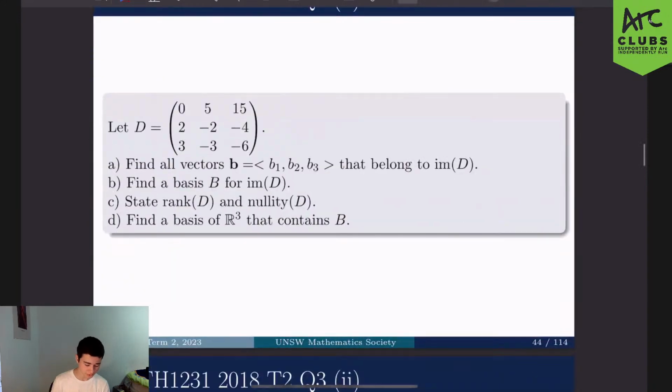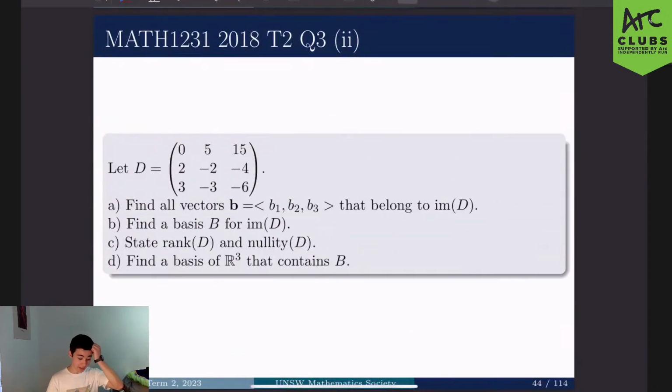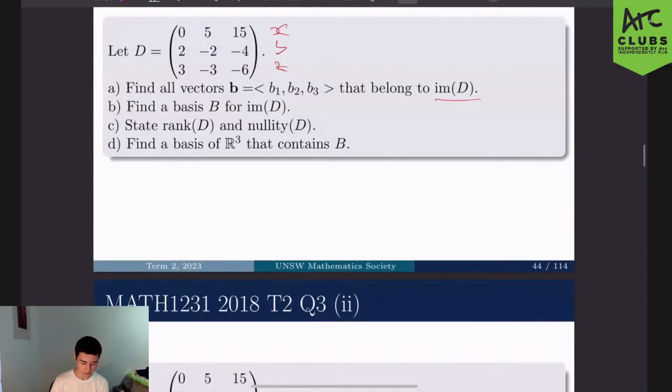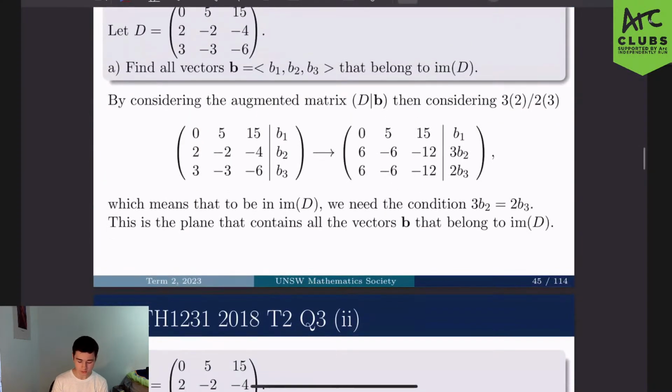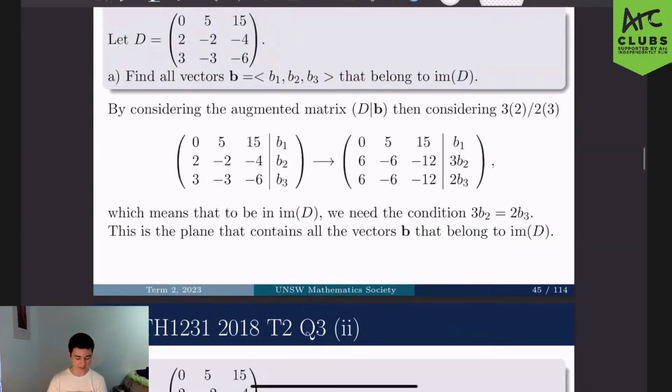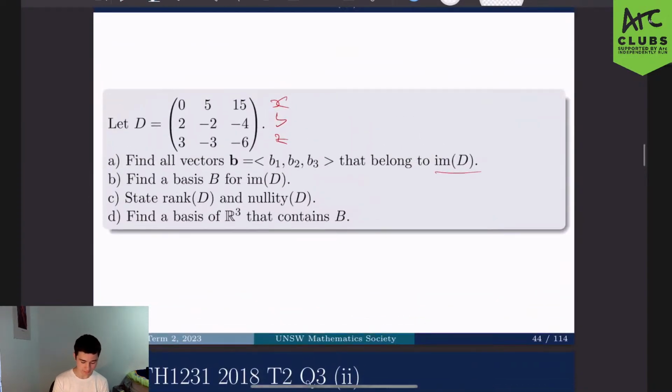So, quick question. Let D be equal to the matrix given. Find all vectors B that belong to the image. So rather, we're finding the column space. To do that, we're going to solve for arbitrary values x, y, and z. Once we do that, with b1, b2, b3, we are going to say that 3 times b2 equals 2 times b3, as our row reduction determines that these two must be equal, or rather their subtraction must be 0, and so we get a plane. A plane is our vectors b, our image.